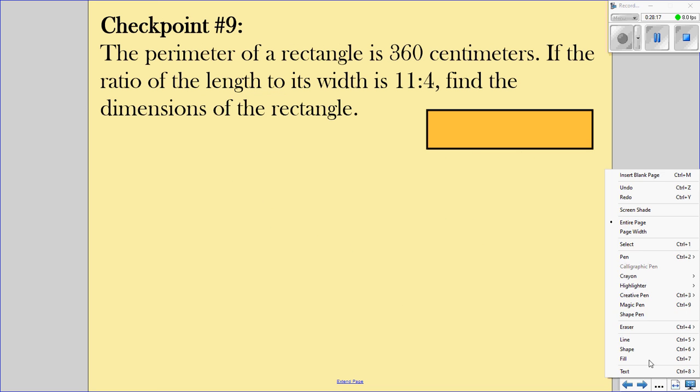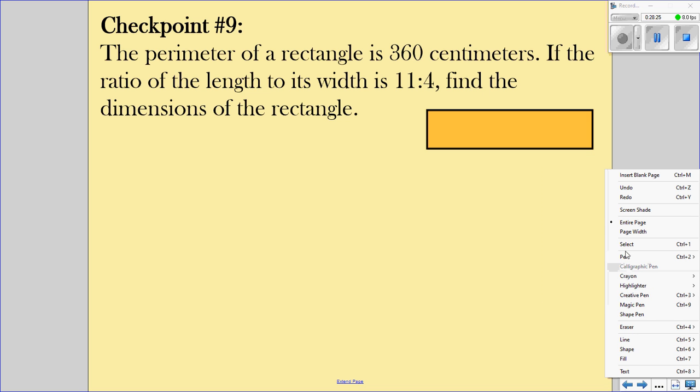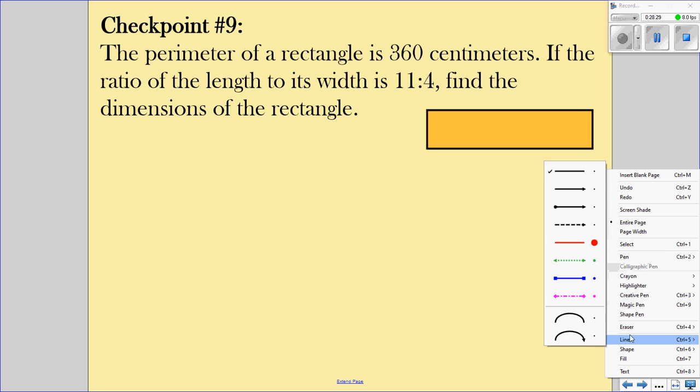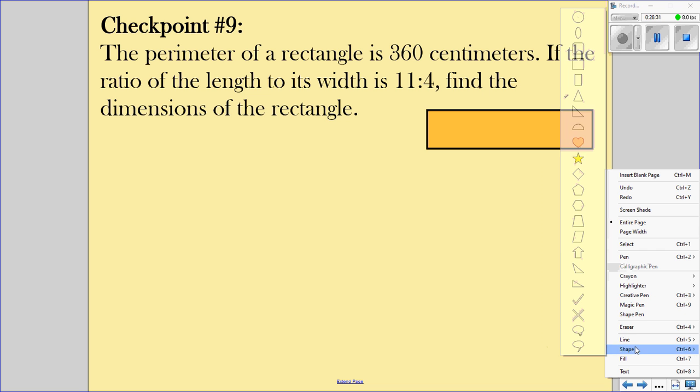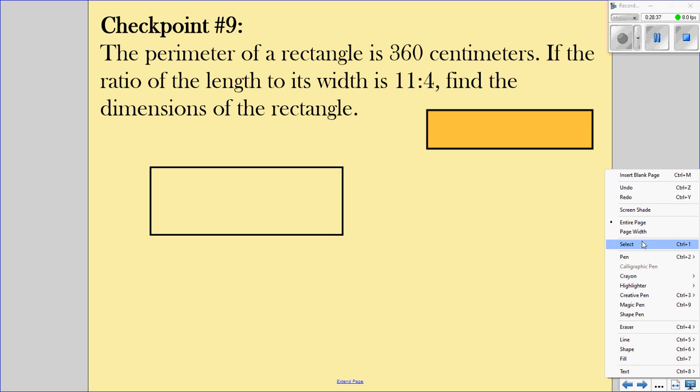So we've got a rectangle. The perimeter of the rectangle is 360 centimeters. If the ratio of the length to its width is 11 to 4, find the dimensions of the rectangle. Okay, this is where some mistakes usually happen. So I'm going to draw the rectangle, and I'm going to label it.